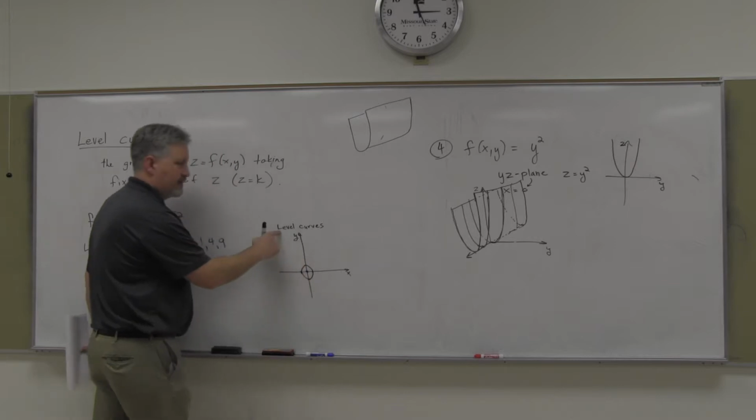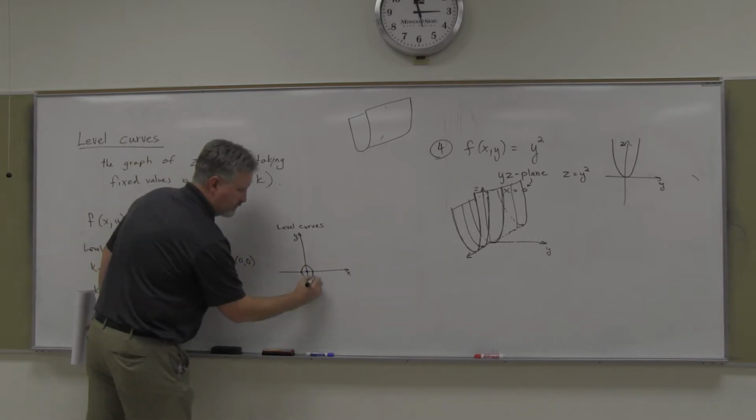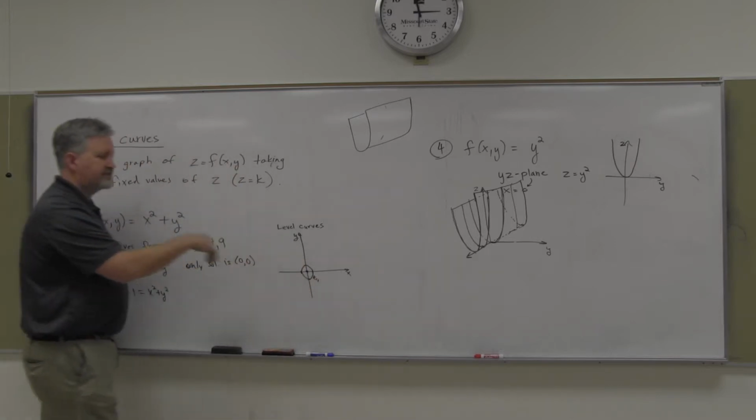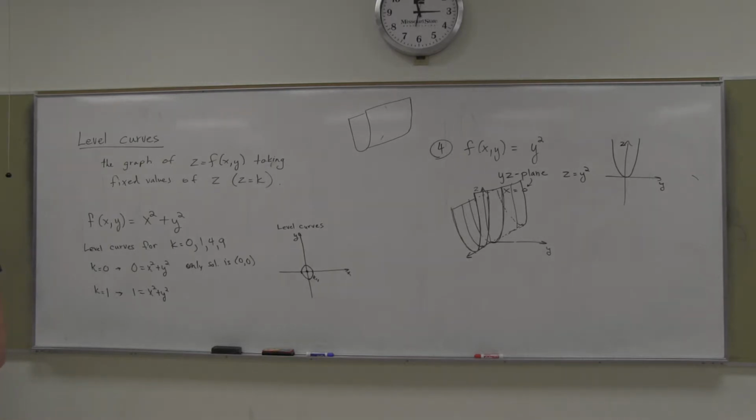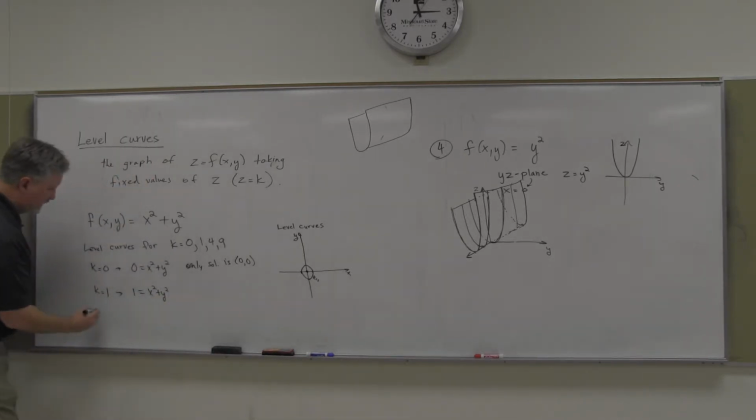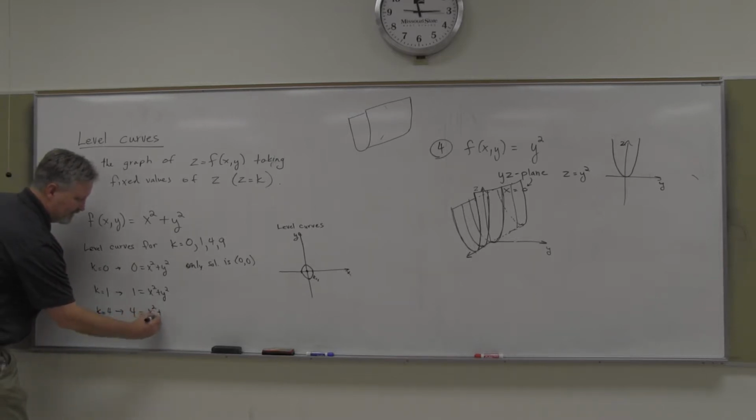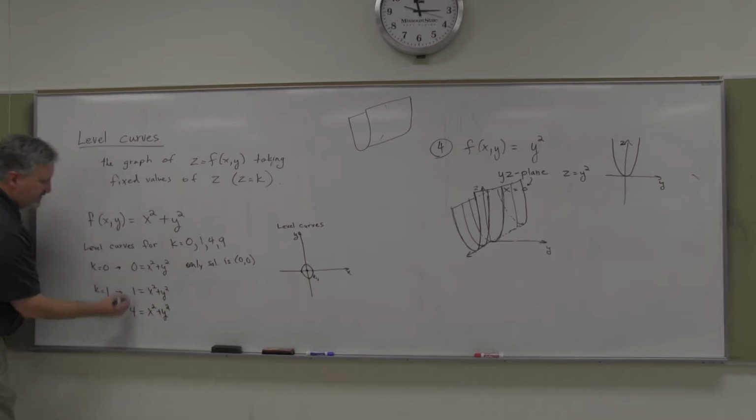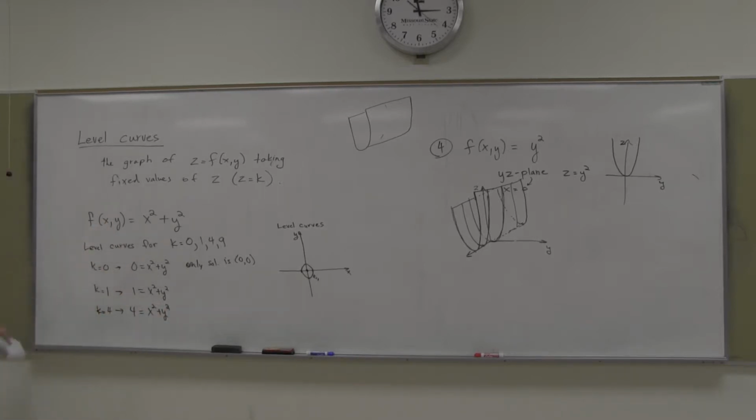So the level curve when k equals 1 is just our unit circle, radius 1. All right, k equals, so I jumped to 4. You can see why I jumped to 4 now, because that'll give me nice radii. So k equals 4 means z equals 4, so 4 equals x squared plus y squared. That's a circle, radius 2, center (0, 0).